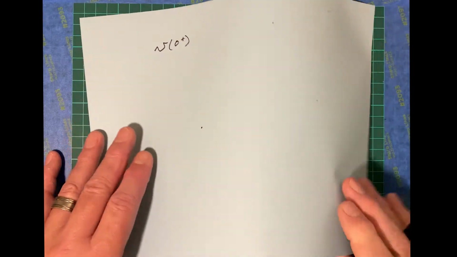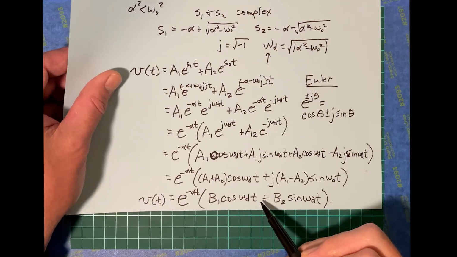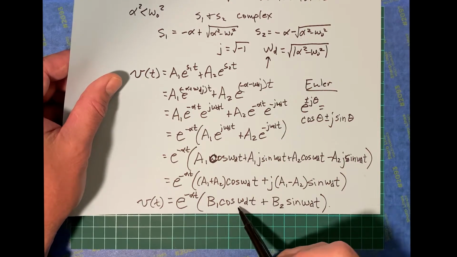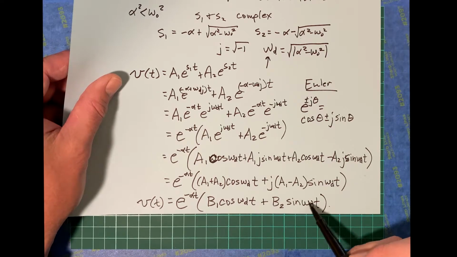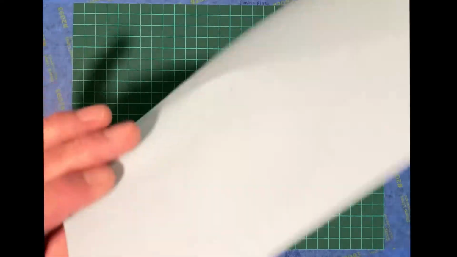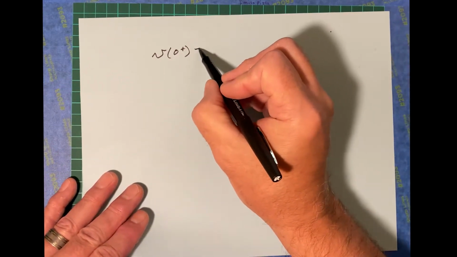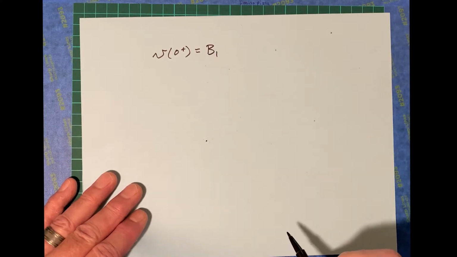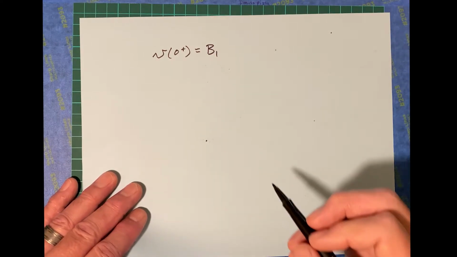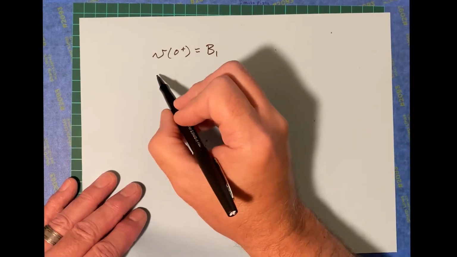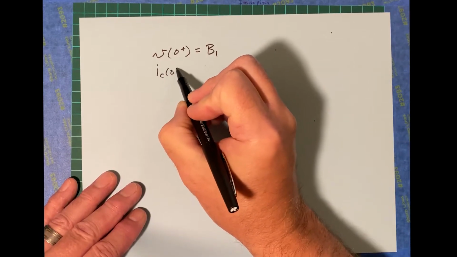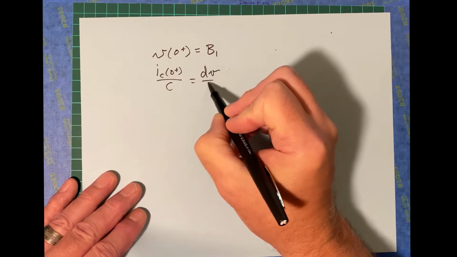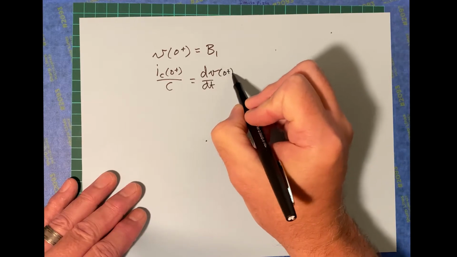Well, if you go back here and you plug in t equals 0, the exponential becomes 1. This cosine term is also going to be 1 when you plug in t equals 0. This sine term, though, is going to go away. So the voltage at t equals 0 is just going to end up being B1. And then the other initial condition, I sub c at 0 plus, remember you divide that by C and that's equal to dv/dt evaluated at 0 plus as well.